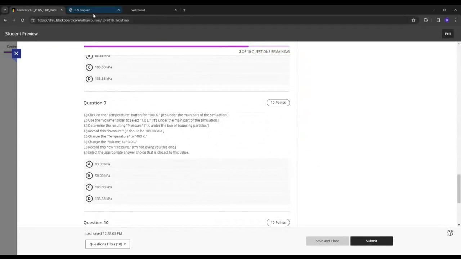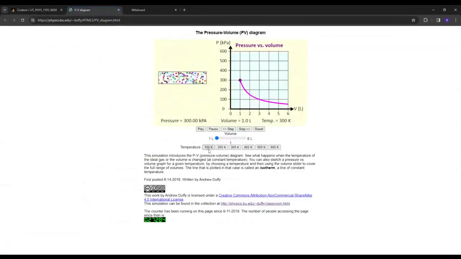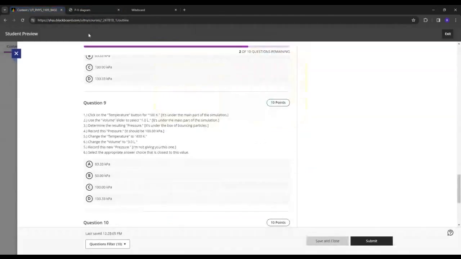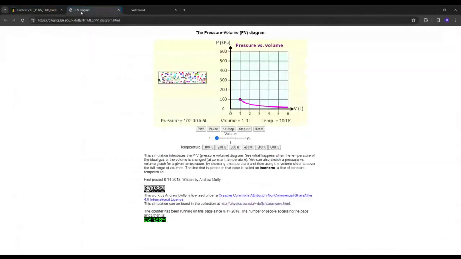So let's reset everything and let's try it again. So bring it down again just to see the graph. And we want to go to 400 Kelvin, so we're increasing the temperature. We want to go to 3 liters, so we are again increasing the volume there. Oh, let's go ahead and do the whole thing.